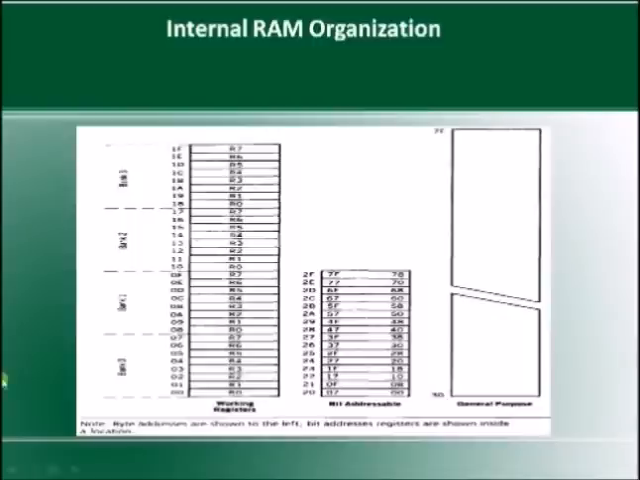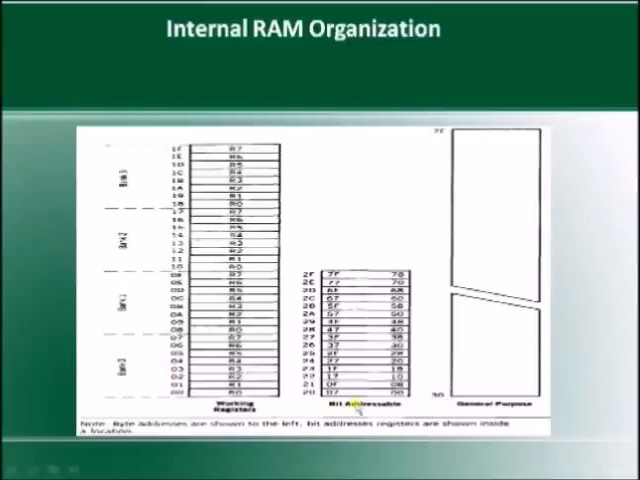Now this is how exactly the RAM looks: bank 0, bank 1, bank 2, and bank 3. As you can see, each and every bank internally contains 8 registers, that is R0 to R7. Now R0 in bank 0 is different from R0 in bank 1, as well as bank 2 and bank 3. But by default bank 0 will be selected.